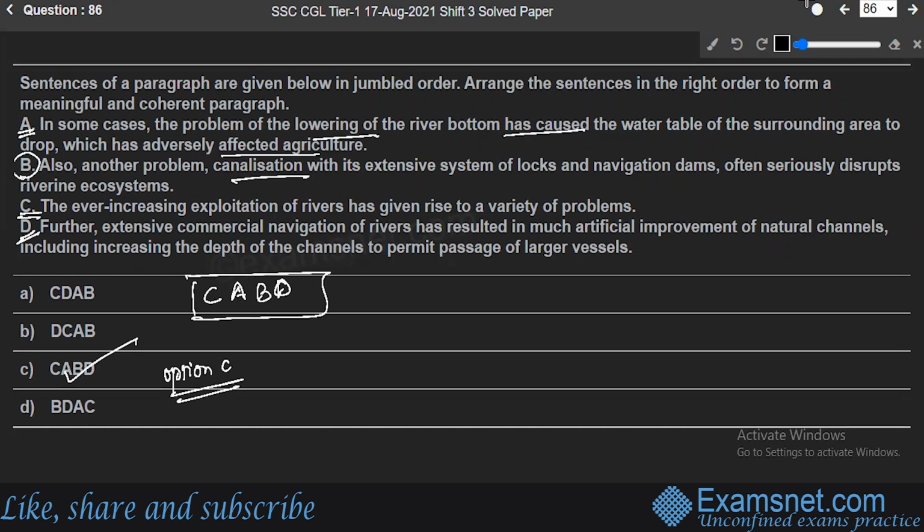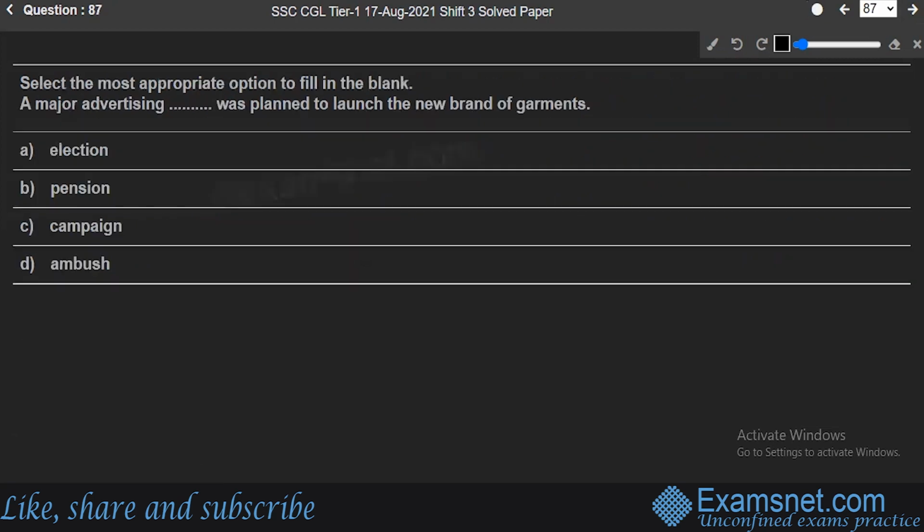Hope you are clear with this. Let's move to the next question. 87. Select the most appropriate option to fill in the blank. Okay, let's read the blank. A major advertising dash was planned to launch the new brand of garments. The options are election, pension, campaign, or ambush.